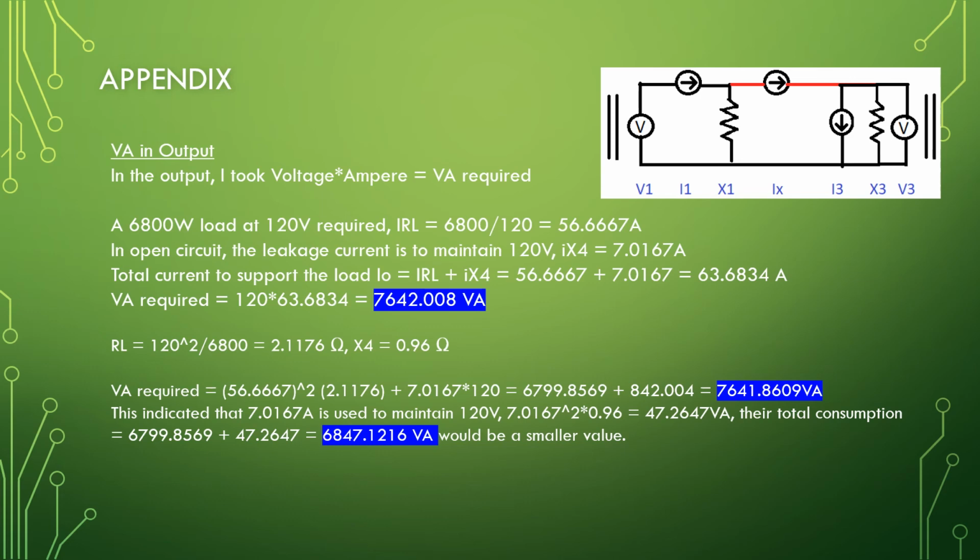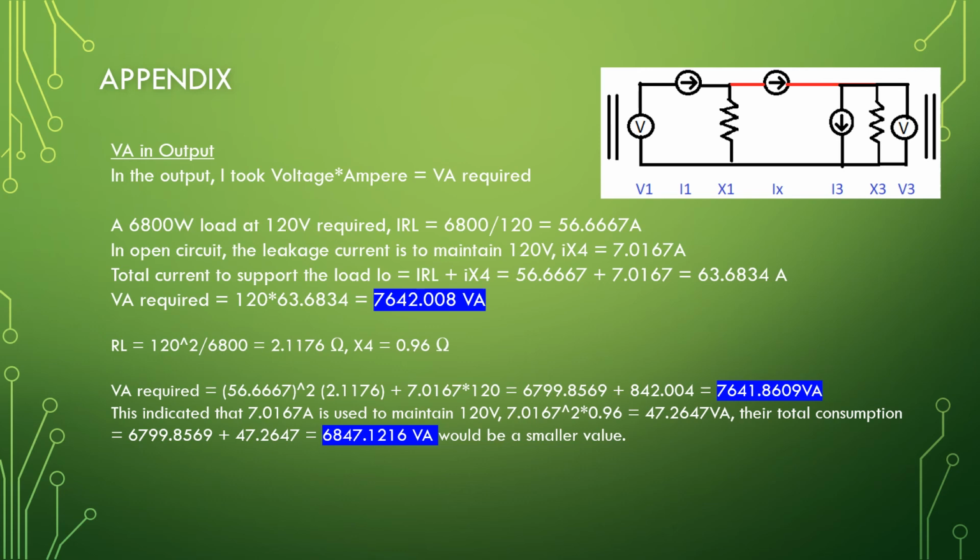63.6834 ampere. VA required equal to 120 times 64.6834 equal to 7,642.008 VA. RL equal to 120 squared divided by 6,800 equal to 2.1176 ohm. X4 equal to 0.96 ohm.